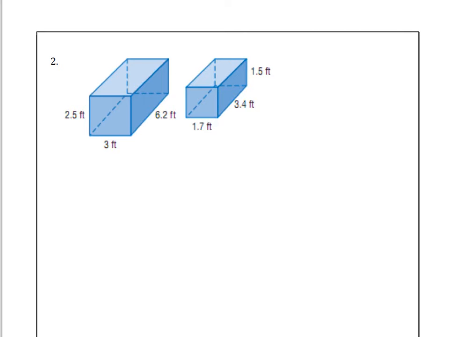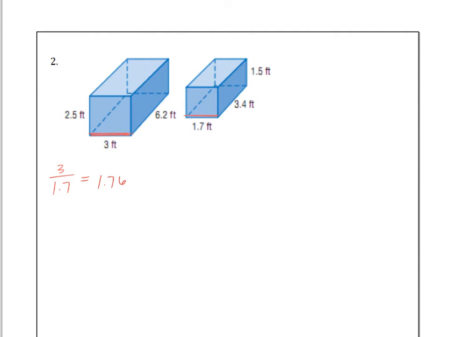Let's figure out, are these shapes similar, congruent, or neither? So pick some corresponding sides. Like for instance, this 3 and this 1.7. Those are the front edges there on the base. Let's divide those. 3 divided by 1.7. And you get 1.76.